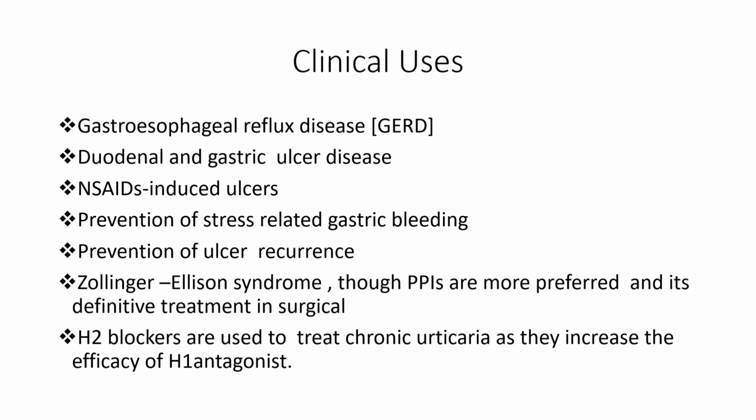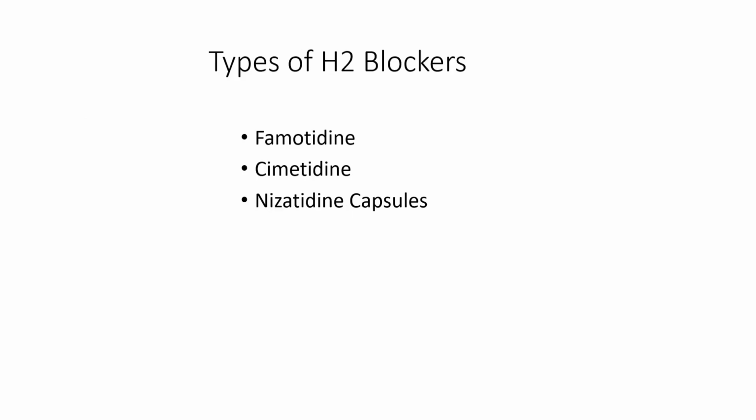H2 blockers clinical use. These are used in gastroesophageal reflux disease, duodenal and gastric ulcer disease, NSAID-induced ulcers, prevention of stress-related gastric bleeding, prevention of ulcer recurrence, and Zollinger-Ellison syndrome. Though proton pump inhibitors are more preferred, H2 blockers are preferred in treatment of surgical conditions. H2 blockers are also used to treat chronic urticaria as they increase the efficacy of H1 antagonists.